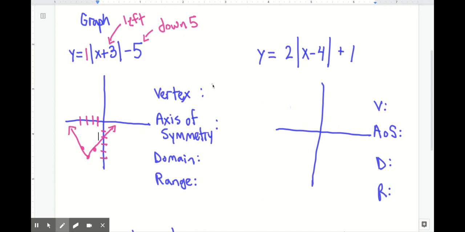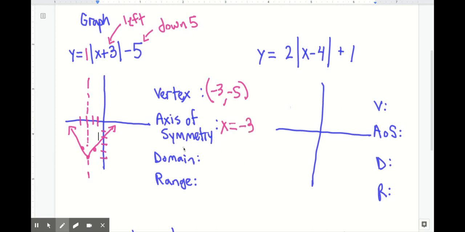So the vertex of this picture is at -3, -5. I got that just by looking at my picture right here, -3, -5. The axis of symmetry would be this line right here. It's always x equals because it's vertical. And that happens at x equals -3. It's always going to be the x from your vertex.